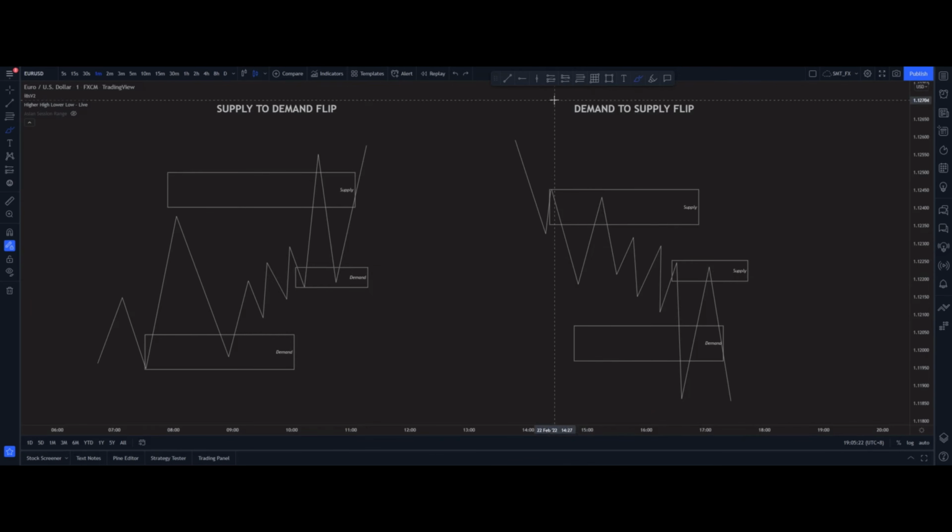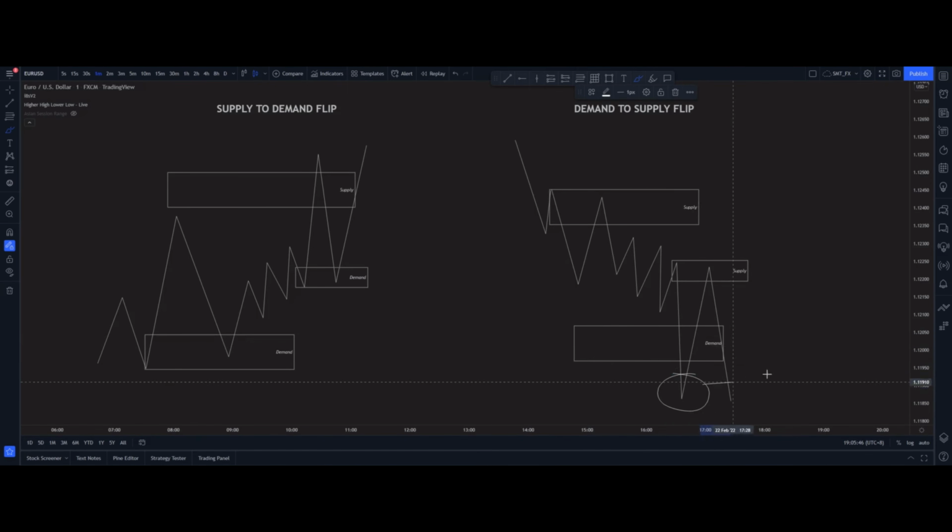Now if we look at demand to supply, from the words demand to supply we move from demand to supply. This case will be where we have a supply zone forming here, we mitigate it, we continue pushing down, and we have an impulsive move that breaks this demand zone. Now when a demand zone is broken, same thing as supply, that tells us that there isn't enough bullish momentum in the market to hold the demand zone and mitigate it and push up.